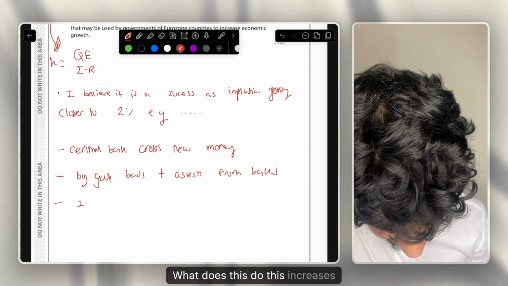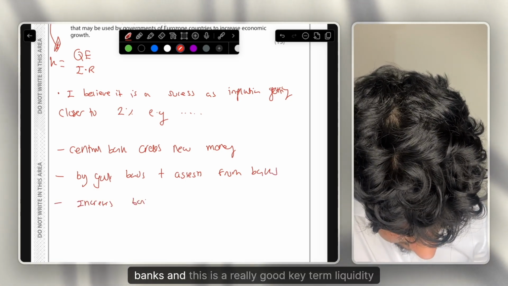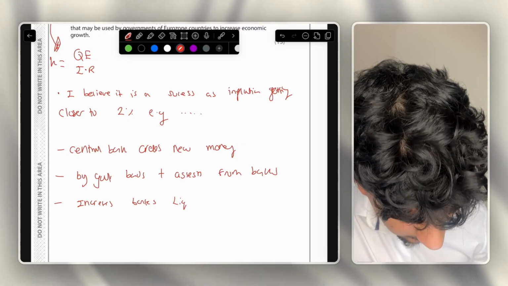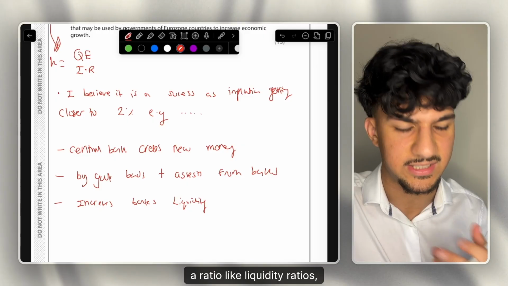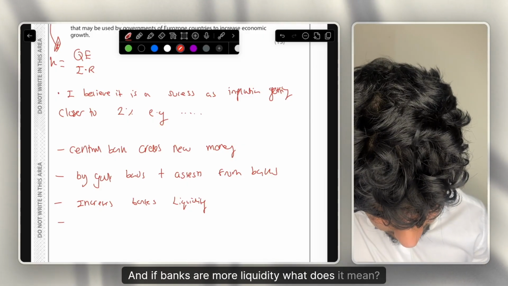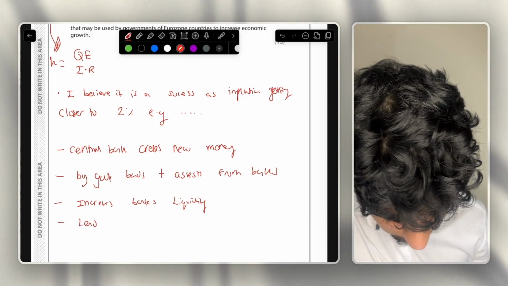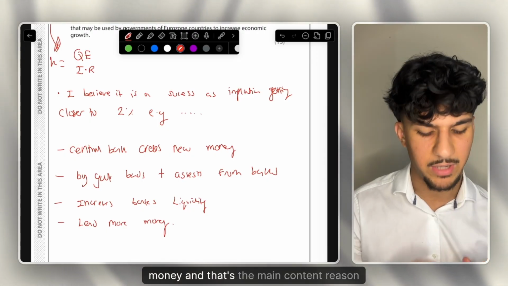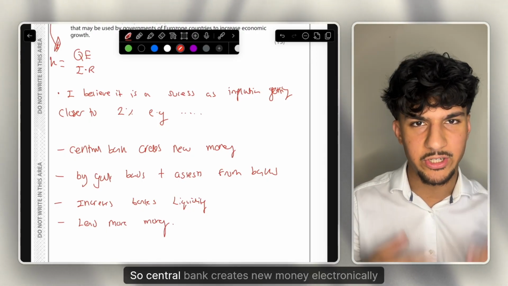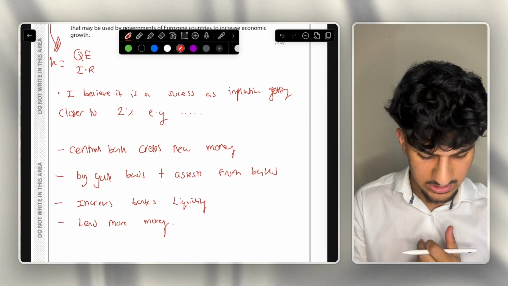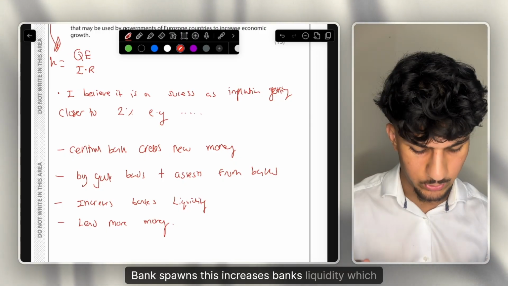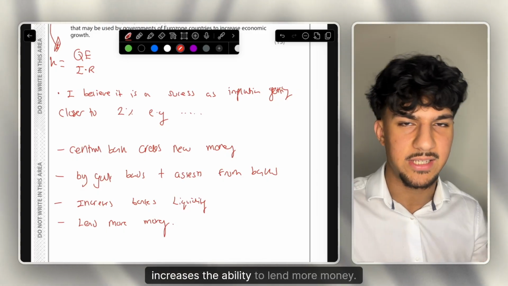What does this do? This increases banks' liquidity, and this is a really good key term, and you may have revised liquidity ratios, things like that. And if banks have more liquidity, what does it mean? It means they can lend more money, and that's the main quantitative easing bit of it. So the central bank creates new money electronically, and they use that to buy banks' assets, banks' bonds. This increases banks' liquidity, which increases their ability to lend more money.